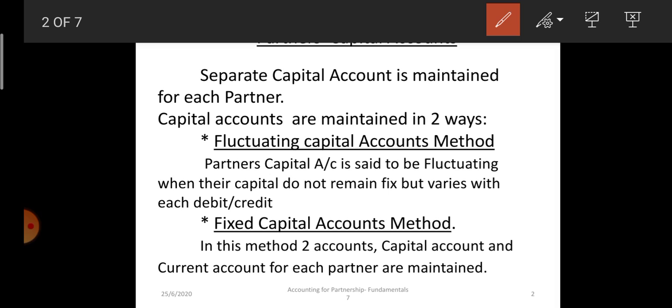Again, see, in the fluctuating capital method the capital will not remain fixed, but in the fixed capital method the capital remains fixed and the current account changes. There are two accounts in the fixed capital method, whereas in the fluctuating capital method only one account is maintained.